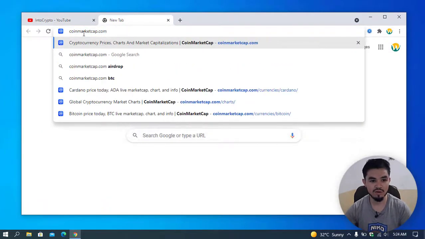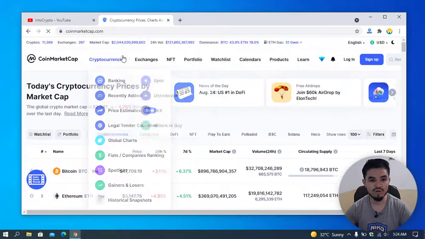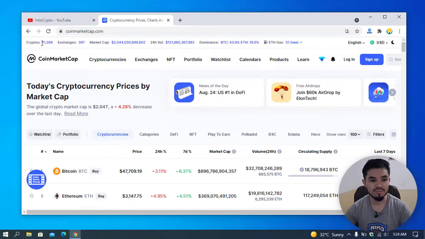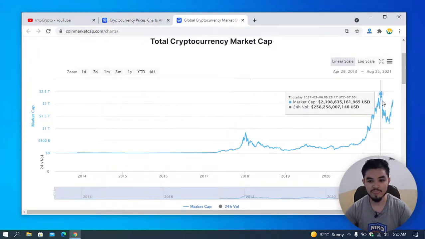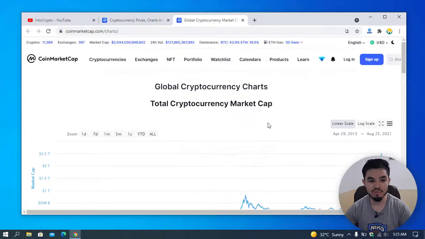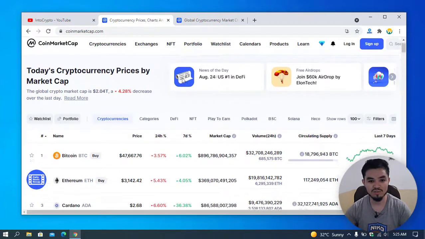On the search bar, type Coinmarketcap and press enter. Here on the top bar, you can see that there is cryptos. There are 11,389 cryptos available in the world. In Coinmarketcap, you can say there are 397 exchanges. The market cap here, you can check the market cap chart. Here is the chart of the market cap of cryptocurrency on Coinmarketcap. Here is the 24-hour volume, dominance and ETH gas. So we don't need that.